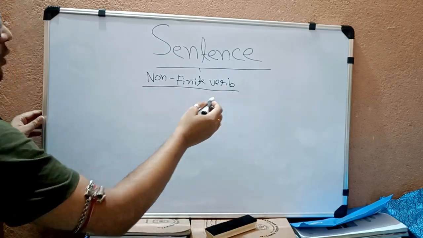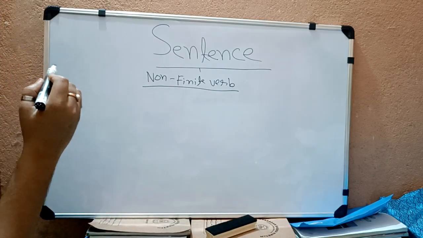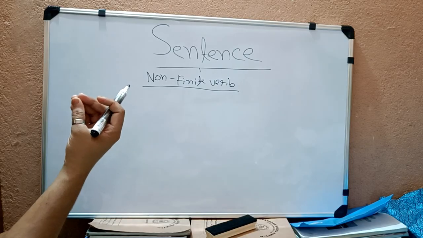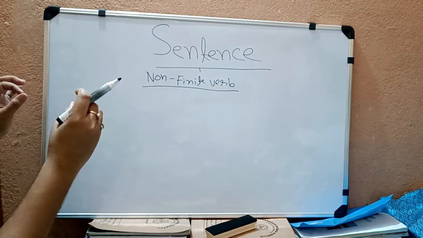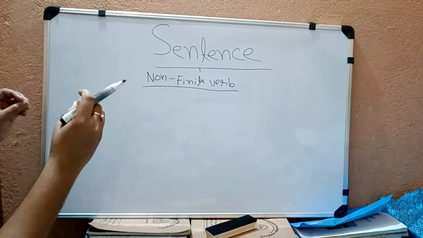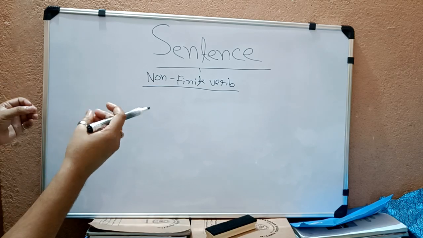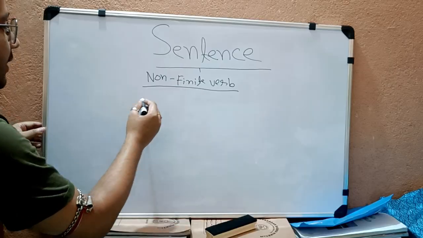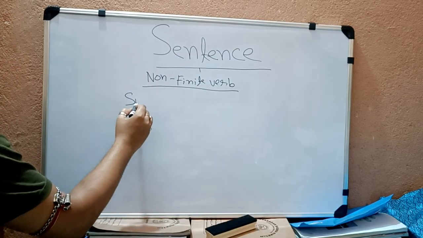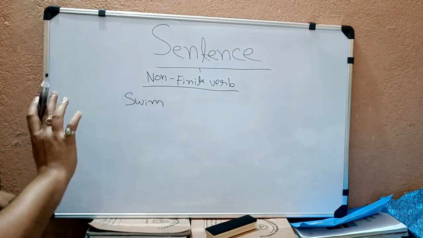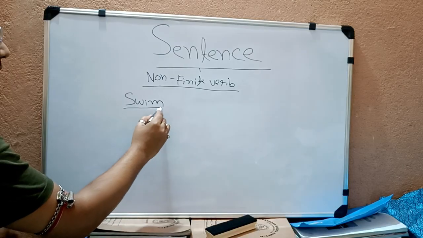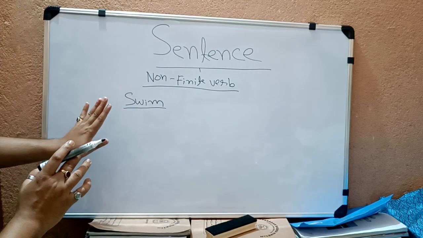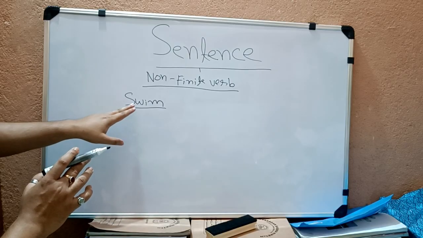नॉन फाइनाइट वर्ब होते क्या है? ये जो नॉन फाइनाइट वर्ब है ना, ये ओरिजिनली वर्ब है, लेकिन इसको हम सेंटेंस में यूज करते हैं एज अ नाउन और एज एन एडजेक्टिव. कैसे? देखो, नॉन फाइनाइट जो वर्ब है, जैसे कि सोचो स्विम. It's a root form of the verb swim. So that's why we can use the root form.